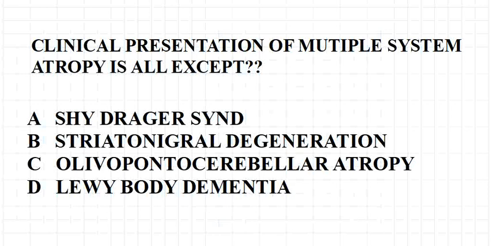Okay, so what is the clinical presentation of multiple system atrophy? The clinical presentation of multiple system atrophy is seen in all except. Okay, so you are ready with the answers. Let us get into the explanation.